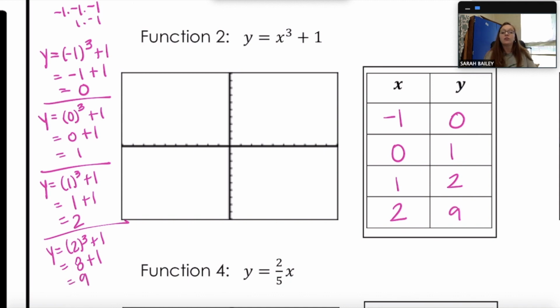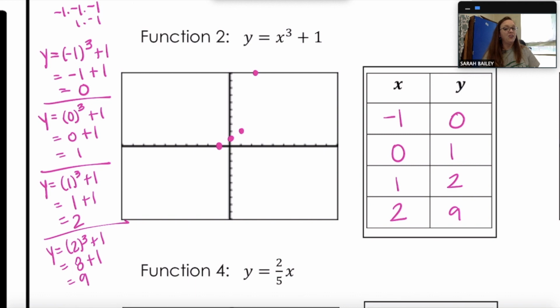So now we're going to graph this. The first ordered pair is going to be negative 1, 0. I'm going to start at the origin, go left 1, and then I don't go up or down. I stay where I'm at. So that's negative 1, 0. Now 0, 1: start at the origin, don't move left or right, just go up 1. Okay, 1, 2: start at the origin, move right 1, then up 2. And then 2, 9: right 2, up 9, 1, 2, 3, 4, 5, 6, 7, 8, 9, which would be right there at the top.